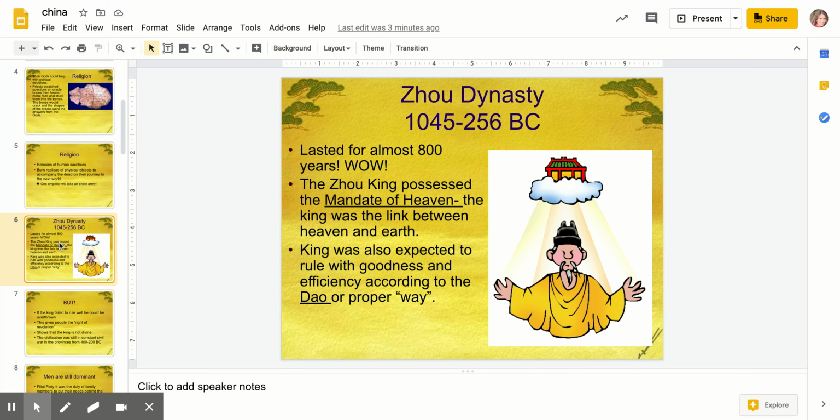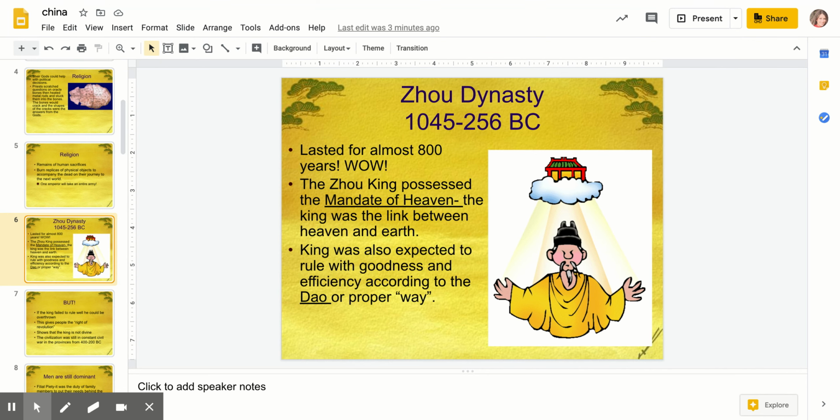The Shang dynasty is known for having large cities, the aristocracy, and oracle bones. The Zhou dynasty lasted for almost 800 years, which is crazy to think about, since we have not even been the United States of America for 300 years yet. This was one family in power in China for 800 years.